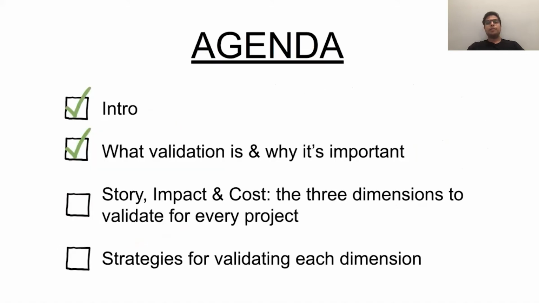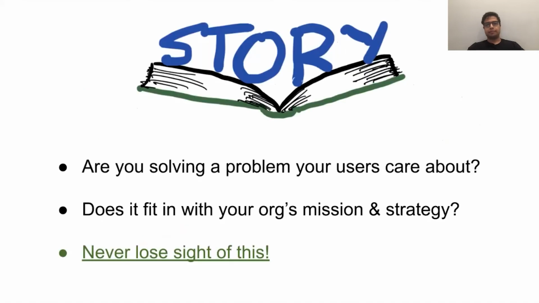There are generally three main dimensions that PMs should consider when validating different options. In order of importance, they are the story, the impact, and the cost. Once you have these for a project, you can build a framework to better understand how good of a bet you're making. First, let's talk about the story.